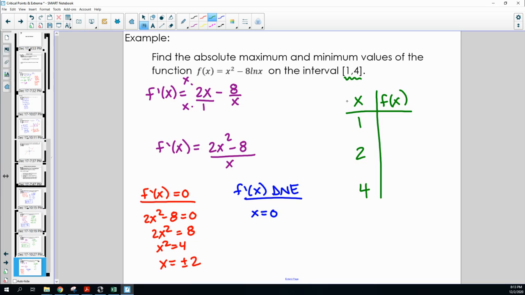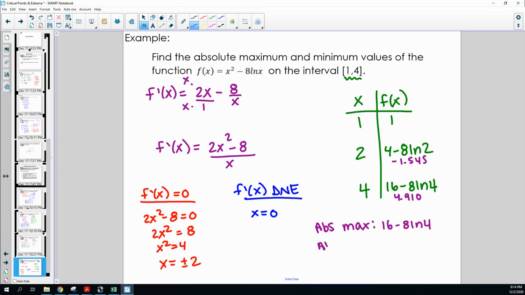If I plug in 1 into my function, I'm going to get 1. If I plug in 2, I'm going to get 4 minus 8 ln 2. And if I plug in 4, I'm going to get 16 minus 8 ln 4. So I'm just keeping it sort of exact. If I plug it in the calculator, this one gives me negative 1.545, and this one gives me 4.910. So my absolute maximum would be this 16 minus 8 ln of 4, and my absolute minimum would be this 4 minus 8 ln of 2.